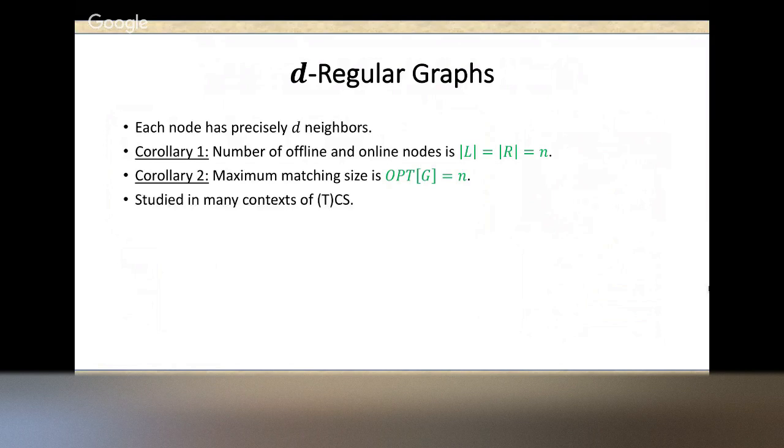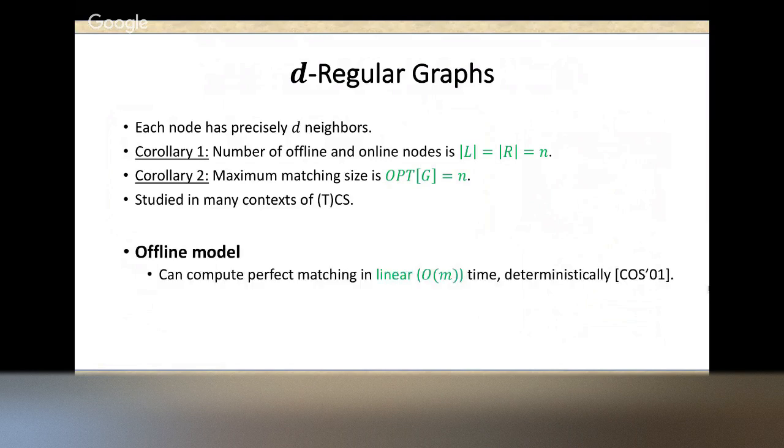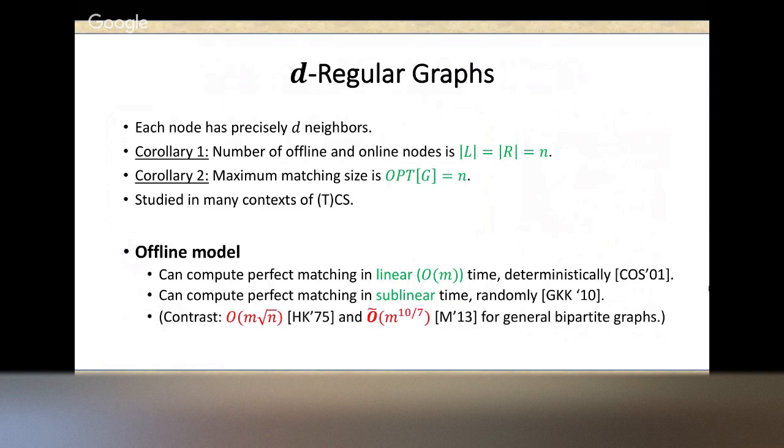Well, these inputs have been studied a lot in theoretical computer science, starting with research on regular graphs, work by Koenig and Frobenius, and okay, I won't bore you with too much name dropping. It's been of interest for a lot of problems in TCS, not just matching, but since we're talking about matching today, let me tell you a little bit about it. So in the offline model, we know how to compute a perfect matching in a bipartite regular graph in linear time, deterministically. And we can actually even do it in sublinear time randomly, without even reading the input. Both of these results should be contrasted with the state-of-the-art max matching algorithms for general bipartite graphs that are all polynomially slower than linear.